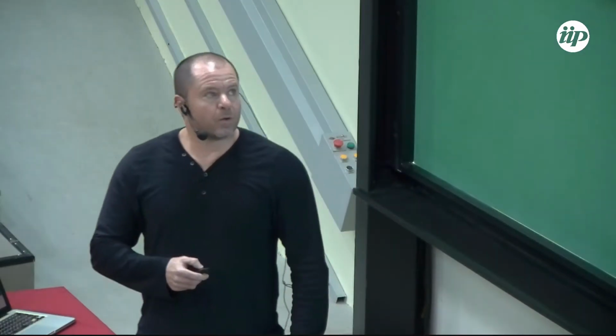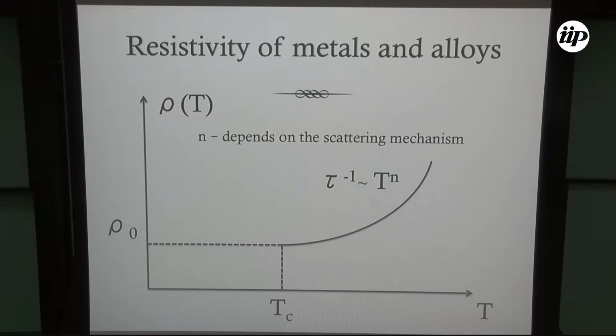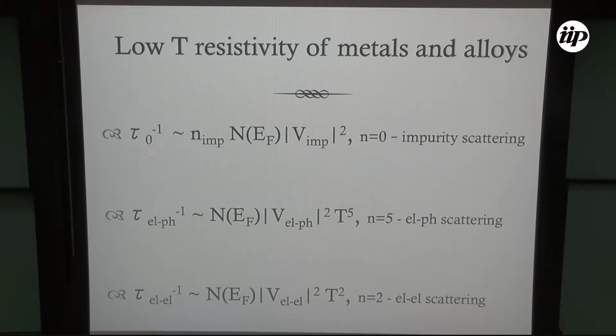Okay, you all know this very well, the resistivity of metals and alloys. We can pretty much generally say that there is some temperature dependence of the resistivity. If the material becomes a superconductor, the resistivity drops below the critical temperature. If you extend this line here, you get the so-called residual resistivity. And the exponent of the temperature dependence depends on what kind of scattering mechanism we are considering. For example, for the residual resistivity, if we consider impurity scattering, there is no temperature dependence, and I'm talking about elastic scattering.